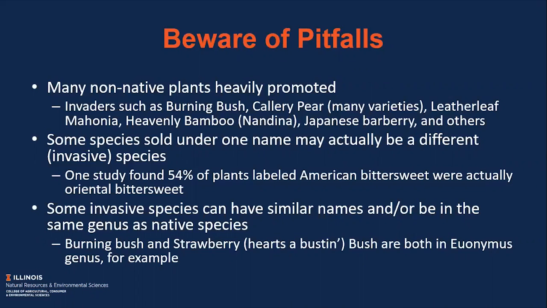Similarly, the heavenly bamboo or nandina is invasive in more southern states, but I've seen it planted here in a lot of landscapes, and I'm pretty concerned about that one becoming a problem here in the future. And then Japanese barberry is all across the state, and it's another one that you would want to avoid. It can be highly invasive in our natural areas.